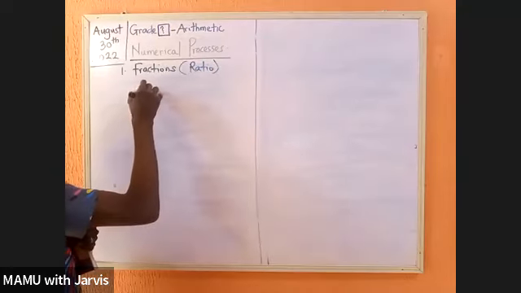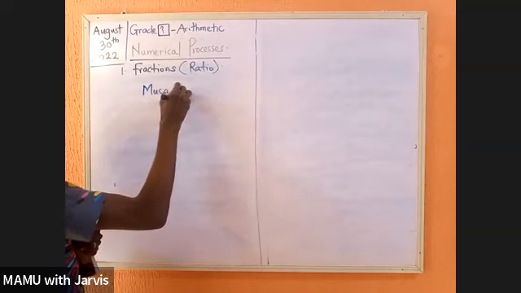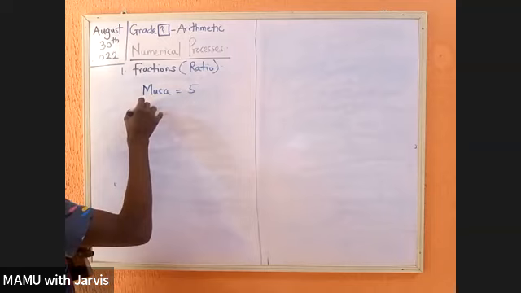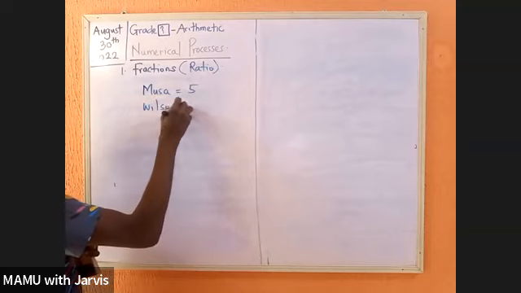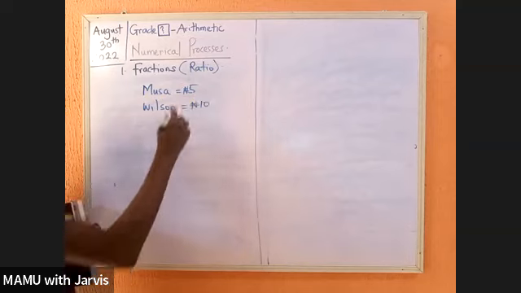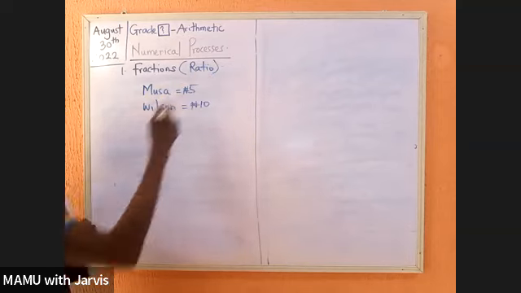Now let's look at that. I gave Musa 5 naira. This is another hypothesis. And I gave Wilson 10 naira. Now, what's the ratio? What's connecting this?